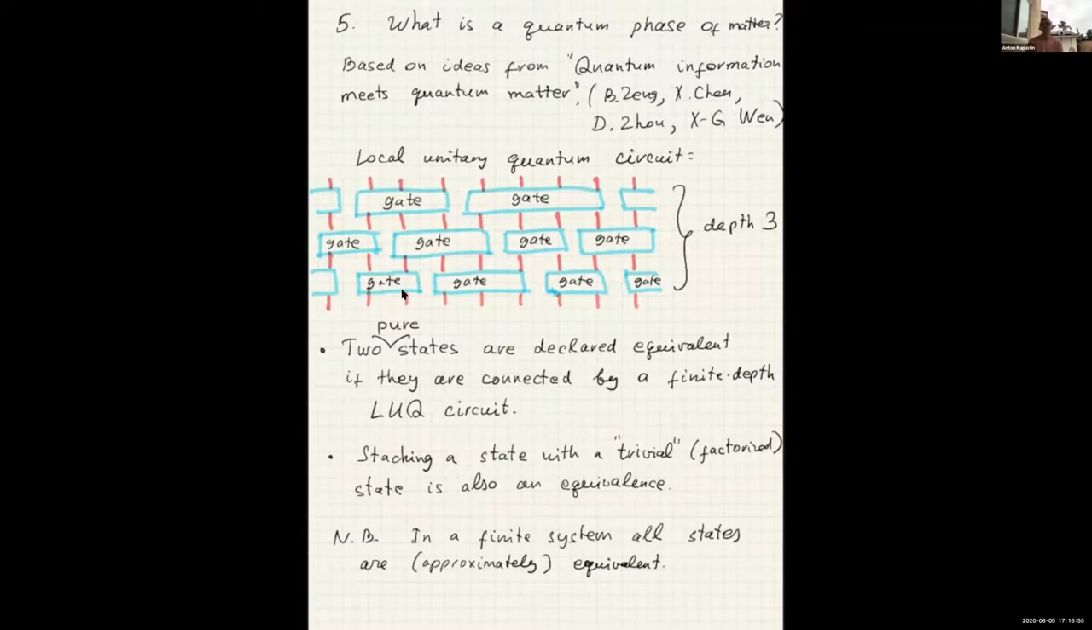It should be the same thing. But the more important equivalence is this one, called equivalence under local unitary quantum circuits of finite depth.